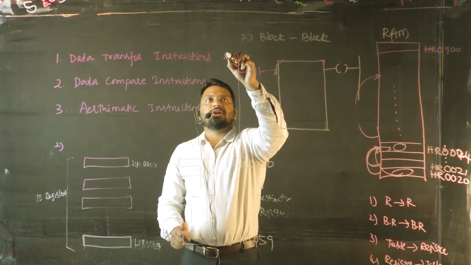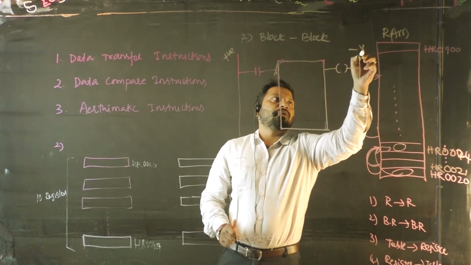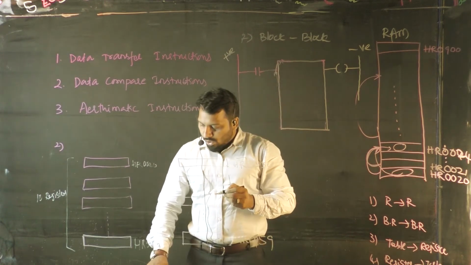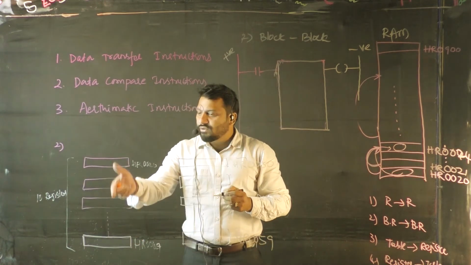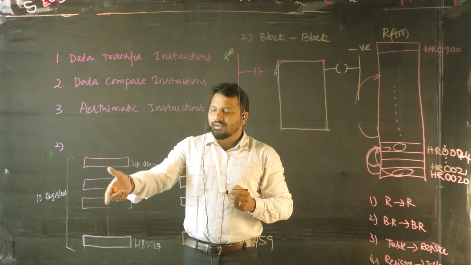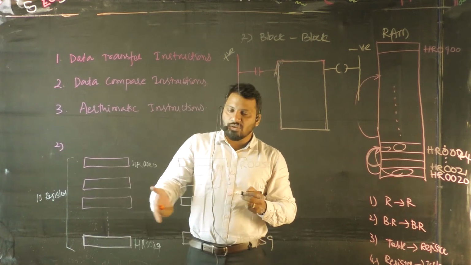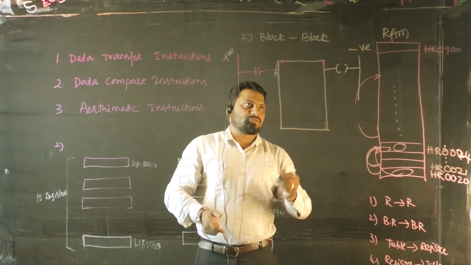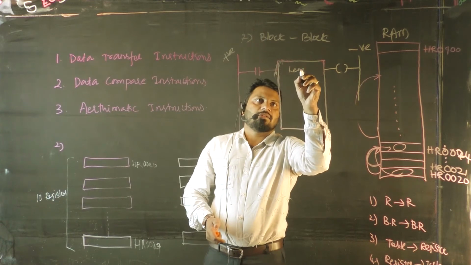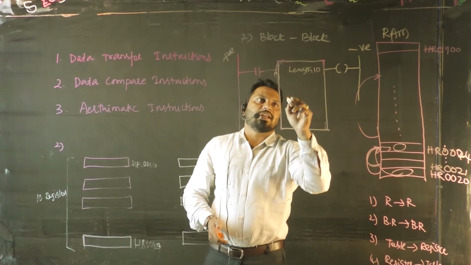This one is the positive rail, this one is the negative rail, right? So what is this one? How many bytes of data do you want to transfer? 10 register locations of data. What is the length of this particular block? 10 registers. You want to move 10 registers of data to 10 other registers. So for the block transfer, the length is going to be 10.